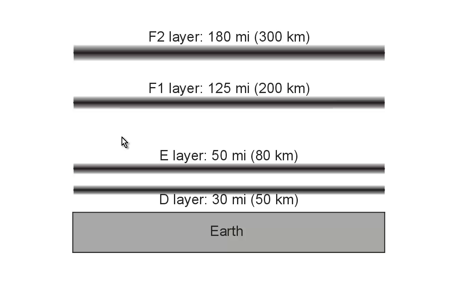But the question is asking us which of these layers offers no advantage for high-frequency, long-distance radio communication and, in fact, can have a detrimental effect. And the answer is D. It's the D layer, the lowest layer, which generally exists only during the daytime and tends to vanish at night. This layer absorbs radio waves at some frequencies.